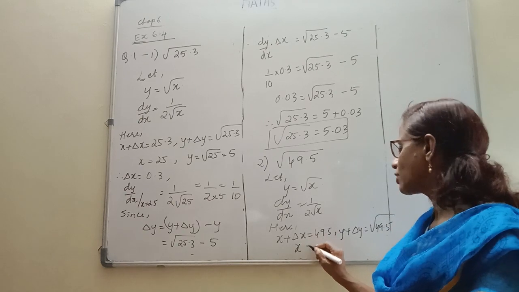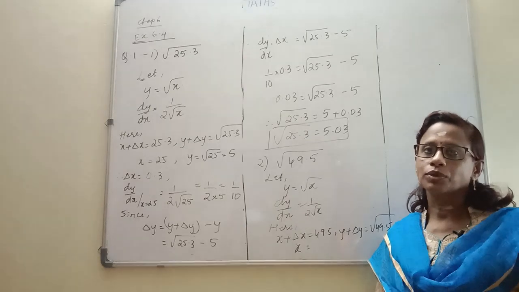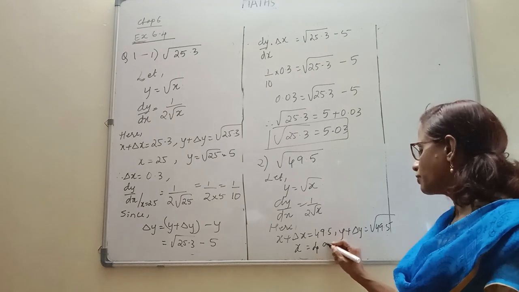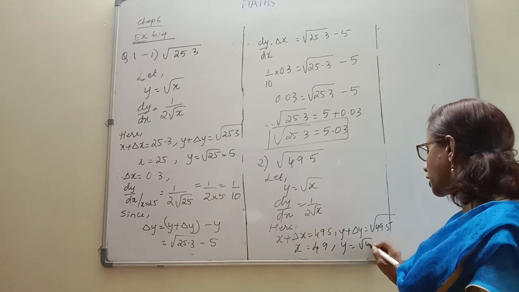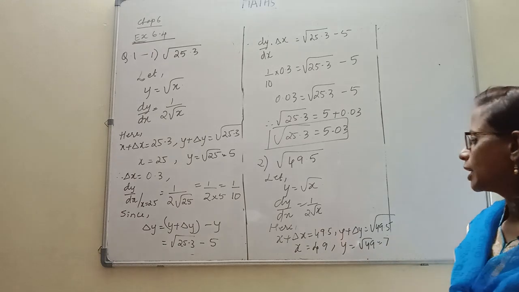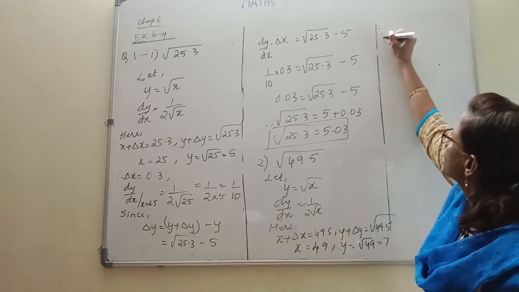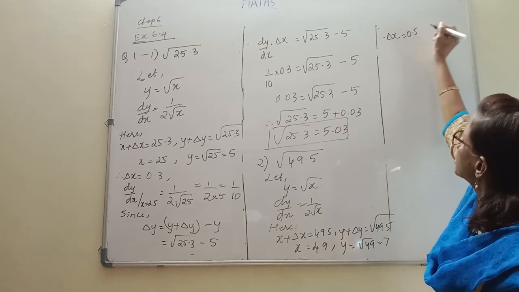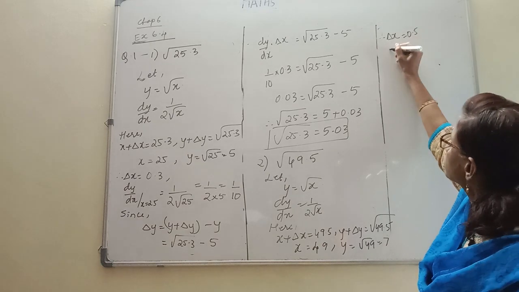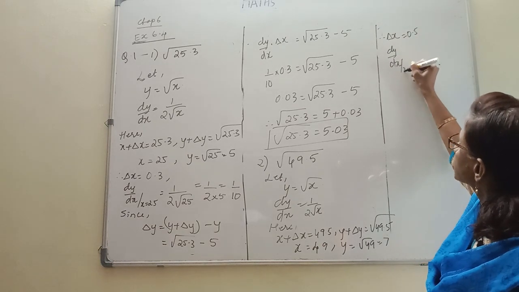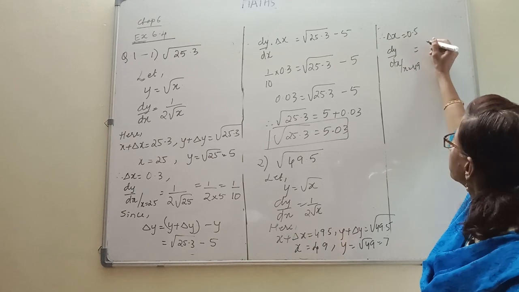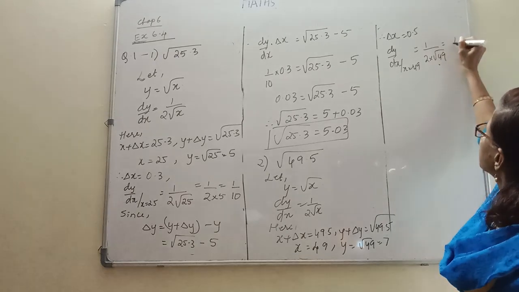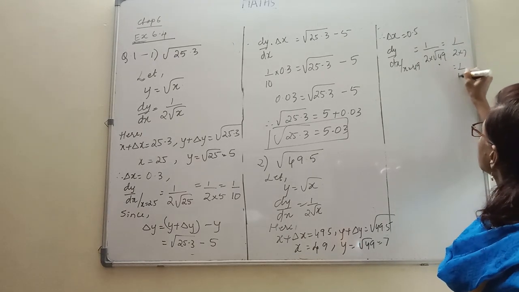Now x, the root which is close to 49.5 is 49. So we have to choose that 49. So y will be root of 49, which is 7. Now delta x, x plus delta x minus x, is 0.5. Also dy by dx at x equal to 49 will be 1 by 2 into root of 49, and root of 49 we all know is 7. So it will be 1 by 14.